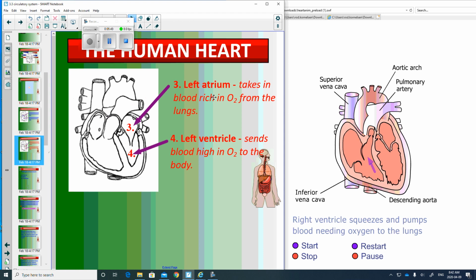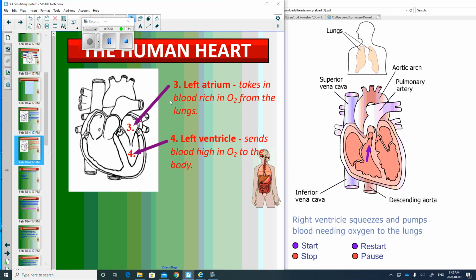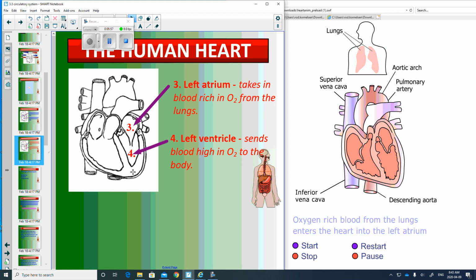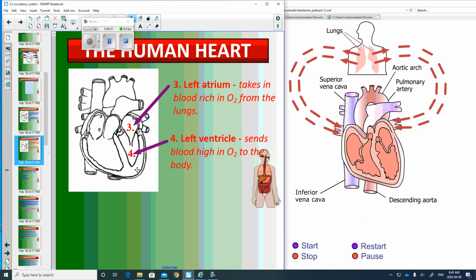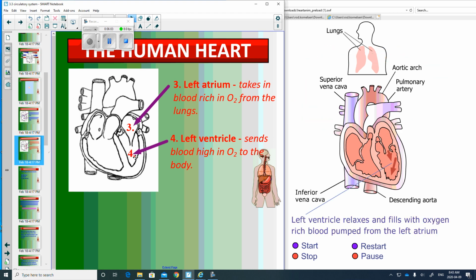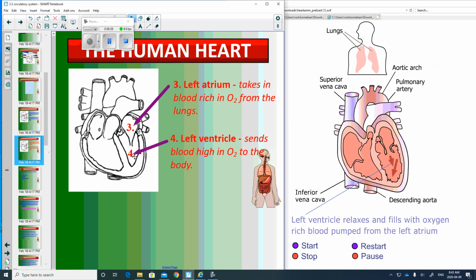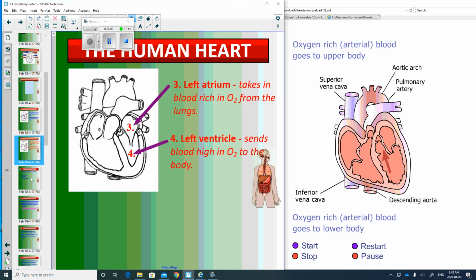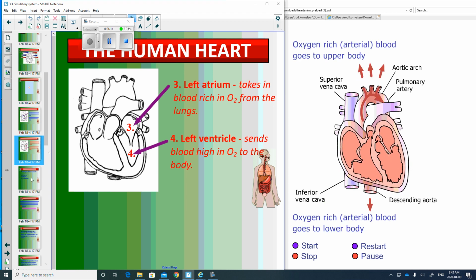Left atrium takes in blood rich in oxygen. This is blood that's just coming from the lungs. Left ventricle, that's the biggest, strongest compartment of the heart because it has to push blood all the way through the whole body. When the left ventricle contracts, that sends blood up the aortic arch to everywhere in the body. There are the 4 chambers of the heart that you need to know.